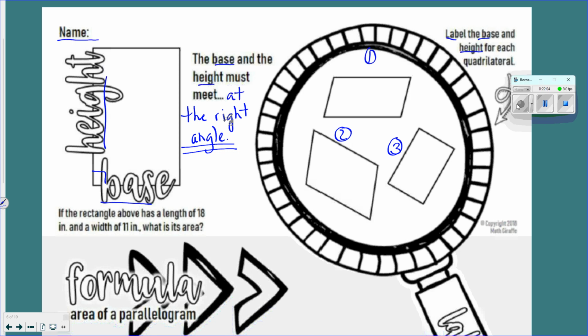Okay, on number one, that was a little tricky, right? You see the magic box? Yes, there is one. So on the magic box, you get that perpendicular line. Which one is my base then? The bottom. I would call the bottom the base. So now, where is my height? The one I just threw in, the side. So this is my height here, guys.